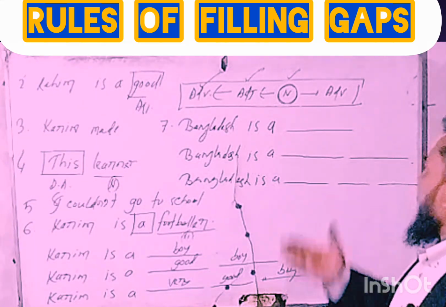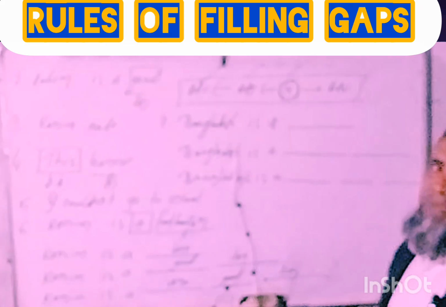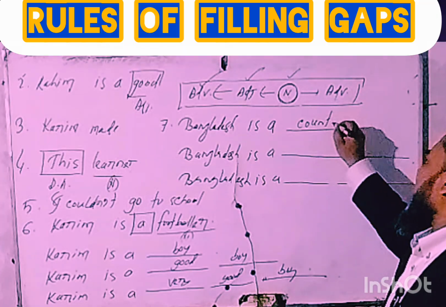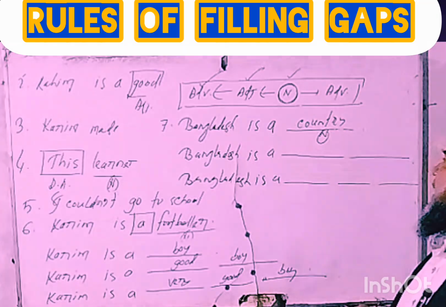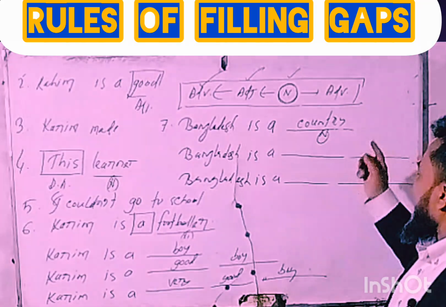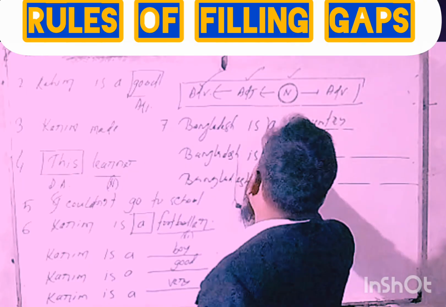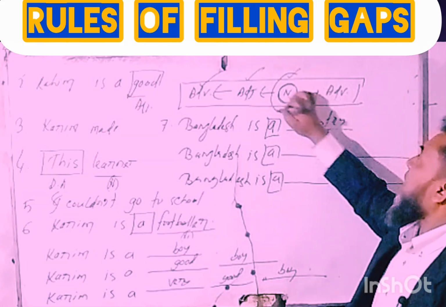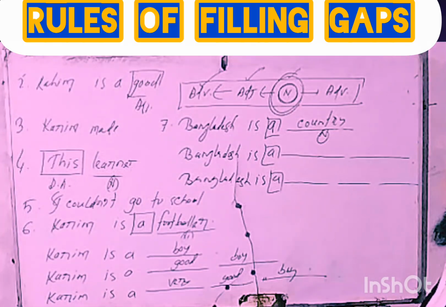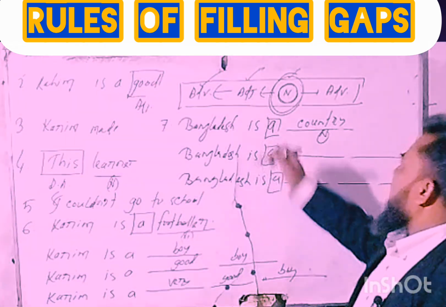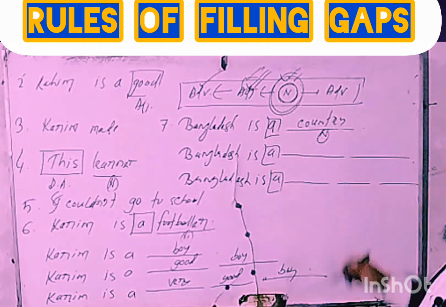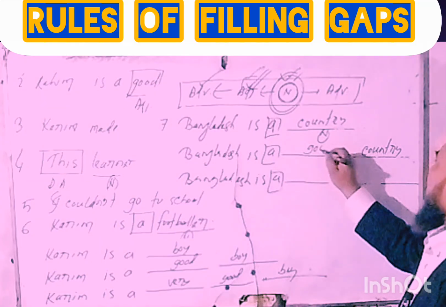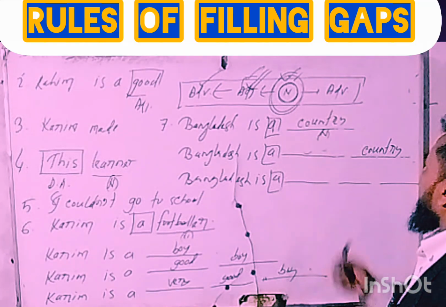My dear learners, you have to mind that if only one word is used after an article, that word, of course, is a noun. Suppose, Bangladesh is a country. Okay, my dear learners, if only one word is used after any article, of course, it is a noun. But if two words are used after any article, you have to mind that the first word is an adjective and the second word a noun. Suppose, Bangladesh is a nice country.